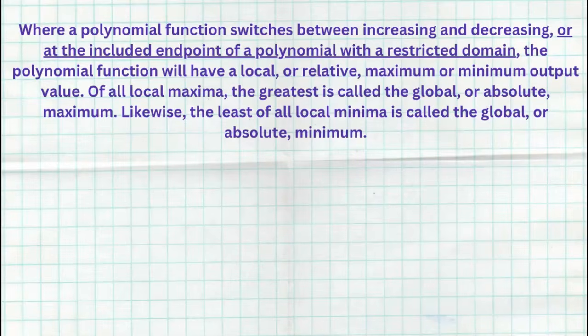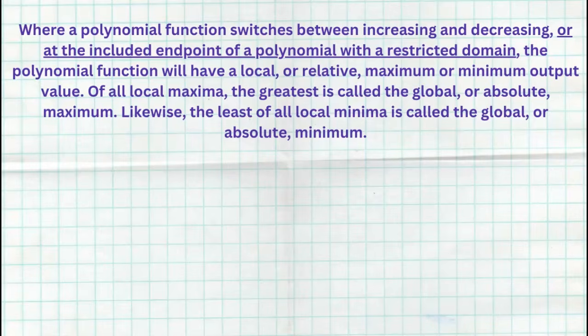Where a polynomial function switches between increasing and decreasing, or at the included endpoint of a polynomial with restricted domain, the polynomial function will have a local or relative maximum or minimum output value. Of all local maximum, the greatest is called the global or absolute maximum. Likewise, the least of all local minimum is called the global or absolute minimum. Oh boy, that's a lot to process.